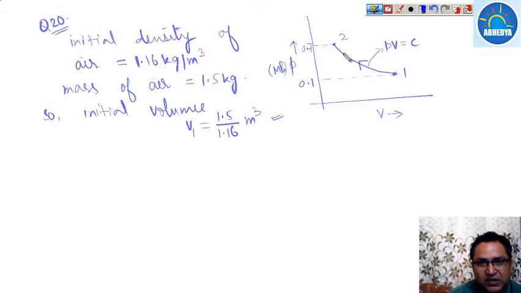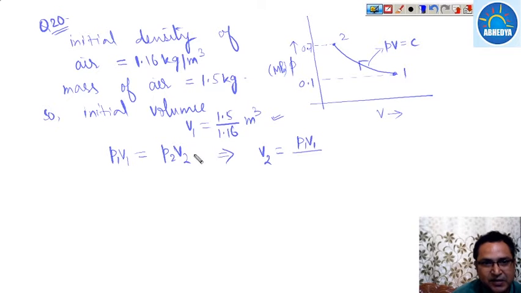Now the gas is compressed from state 1 to state 2 and their pressures are given. So we can use the relation P1 V1 is equal to P2 V2. From here we can find the final volume, V2 equals P1 V1 divided by P2. The values of P1 and P2 are known to us. Now we have to calculate the work done. Work done for an isothermal process is P1 V1 ln V2 upon V1.